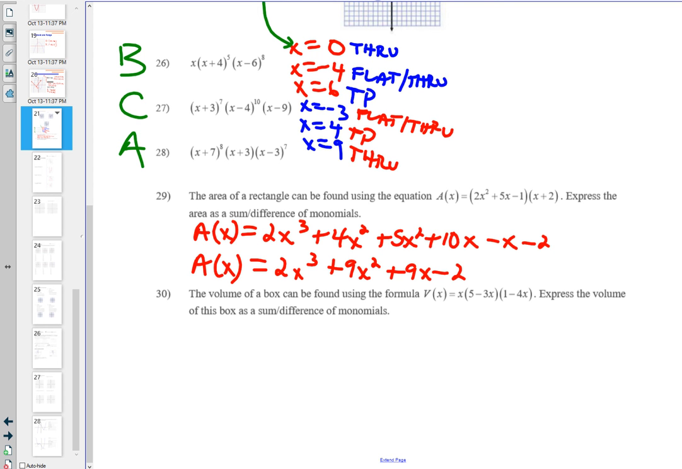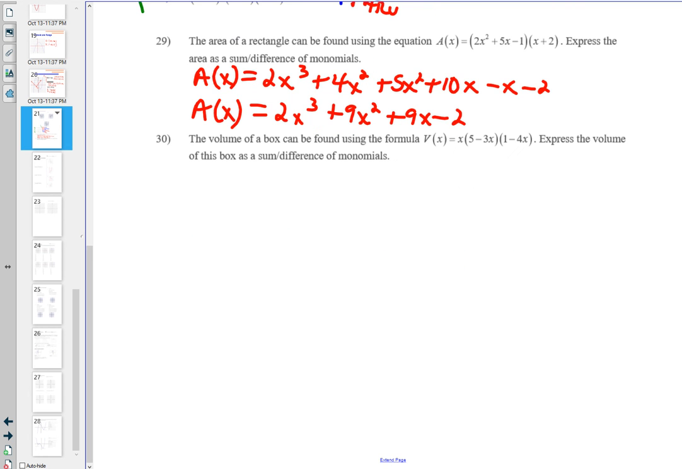The volume of a box can be expressed by that. Express it as a sum or difference of monomials. What do they want you to do here? Yeah, to simplify that. Here, I'll let you guys do that on your own, and then I'll do it afterwards. I'll give you like a minute to see if you can do that on your own. Go.